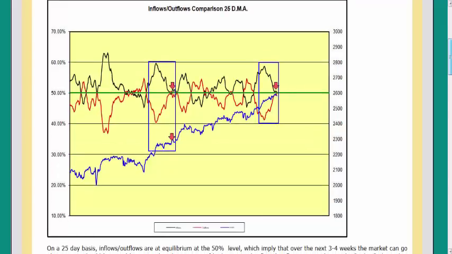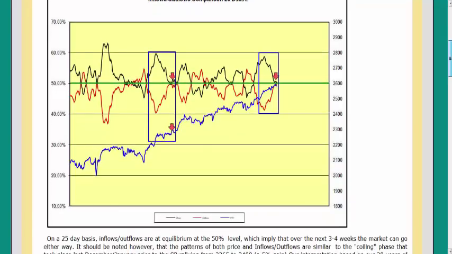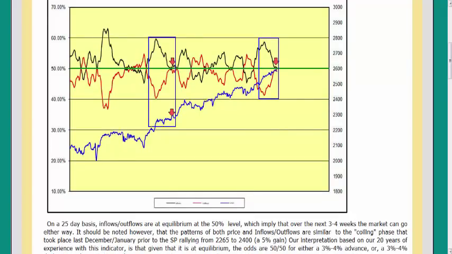Yes. Now, the green line is the line at which inflows and outflows are at equilibrium. That's the 50% line. So it's almost there basically right now. What does it mean? It simply means that the supply and demand is equal. Like you have maybe 1 billion in sell orders and 1 billion in buy orders at the same price. That's equilibrium.